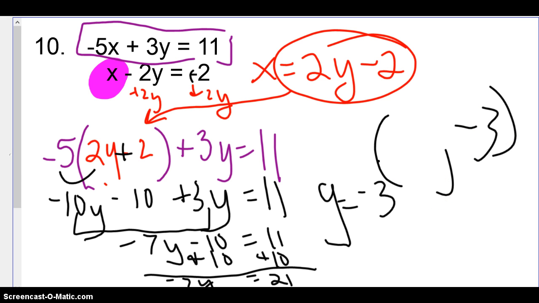Now, let's see. If y is negative 3, we can plug that in right here. So 2 times negative 3, negative 6, minus 2 is negative 8. No, what in the world is going on? It is negative 3.